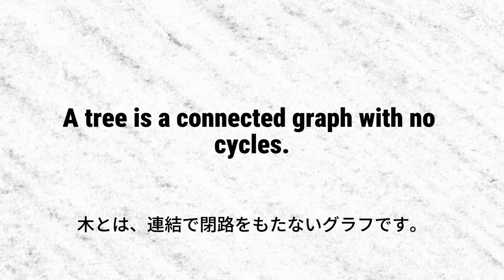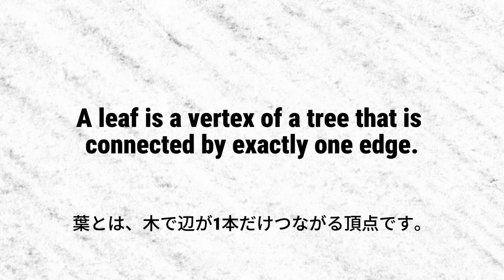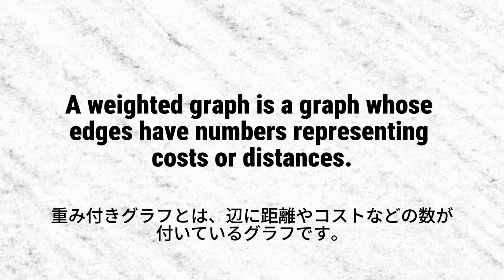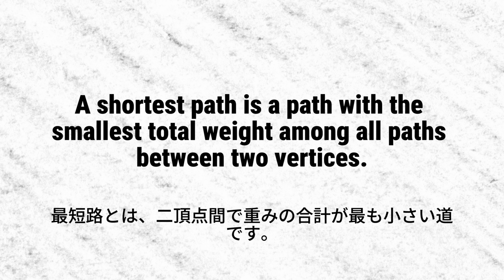A tree is a connected graph with no cycles. A leaf is a vertex of a tree that is connected by exactly one edge. A weighted graph is a graph whose edges have numbers representing costs or distances. A shortest path is a path with the smallest total weight among all paths between two vertices.